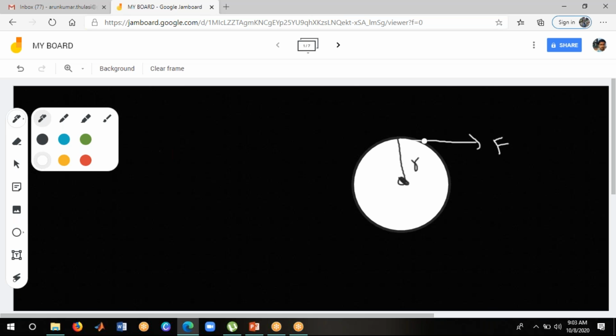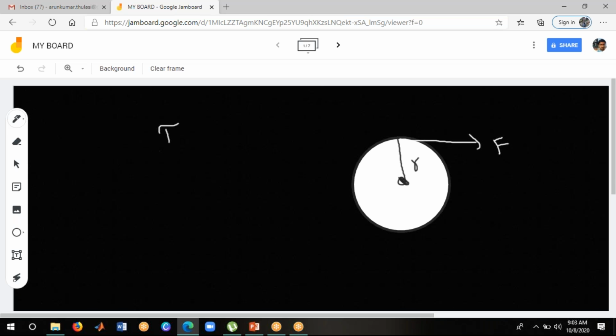Now when the force is acting on the axis of the pulley, the torque equation is given by T is equal to F into R. So this is the definition of torque. Torque is nothing but the turning and twisting force acting on the axis. So the torque is given by F into R. This is the initial equation.